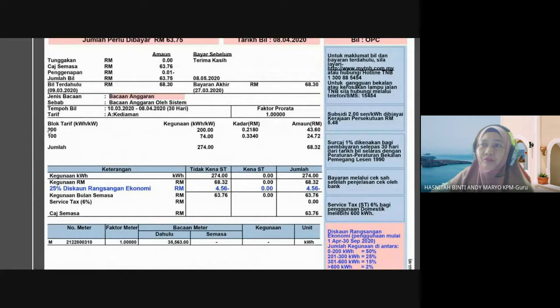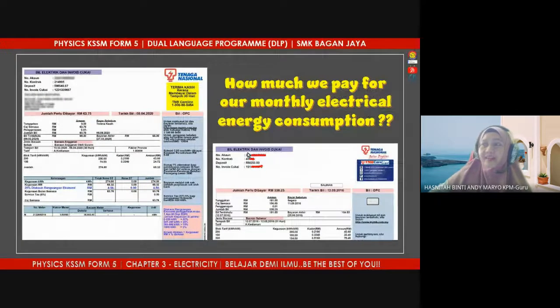If you use the first 200 units, this is the charge for each unit, 0.2180 ringgit, so you multiply with 200. For the next 100 units of usage, or 100 kilowatt hour, this is the rate, 0.3340 ringgit, so multiply with the units. Then you get the total amount you have to pay. This is only one example of an electrical bill from this consumer. Later you can check yours. Check with your guardian how they pay.